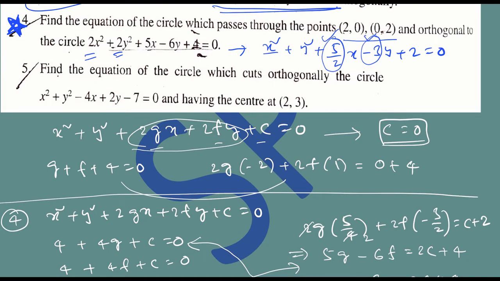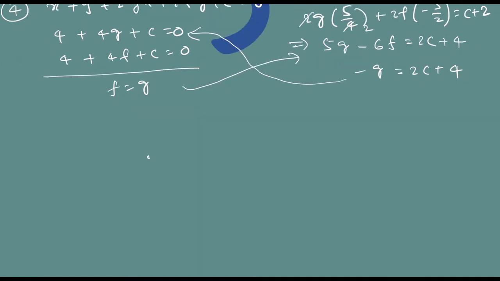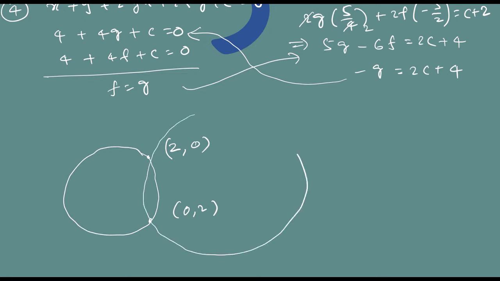The second method is a very important one. You see what he said, the required circle is passing through 2 points 2, 0 and 0, 2. I want you to observe that there are infinitely many circles that pass through these 2 points. I can draw infinitely many circles there passing through these 2 points.